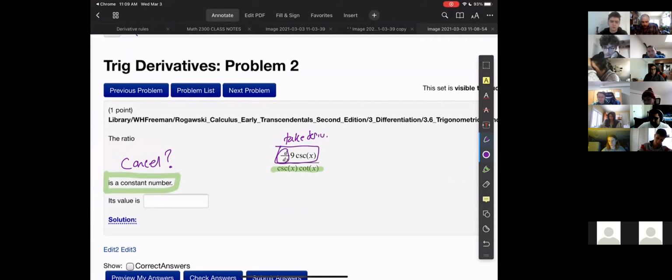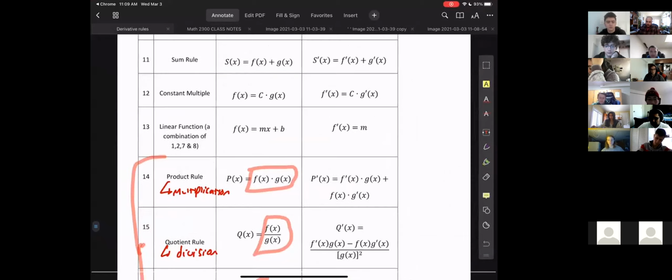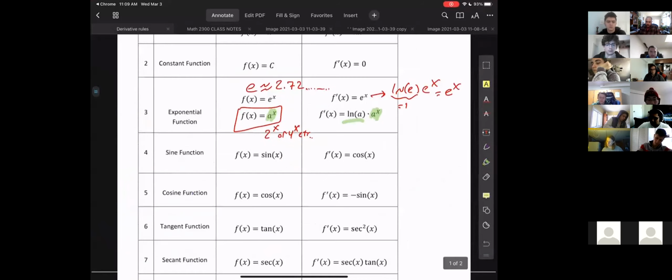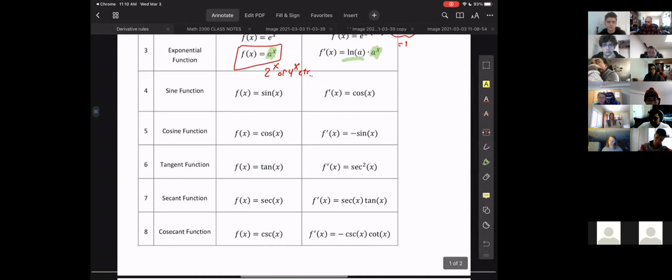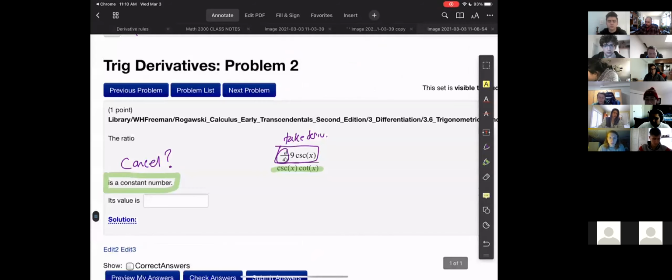So let's pull out those derivative rules, check out cosecant, and see what it tells us to do with cosecant. So here's cosecant. It tells us that cosecant, when you take the derivative, changes into minus cosecant cotangent, which I think is what's in the numerator, right? So let's keep that in mind. Let's flip back over and do that. So minus cosecant cotangent. So when we take that top derivative, we get 9 times minus cosecant cotangent, right? We just took the derivative.